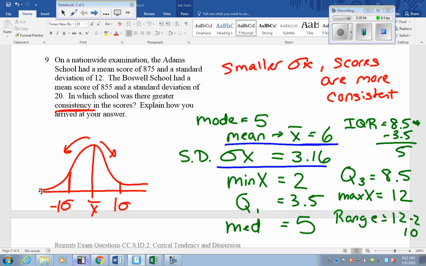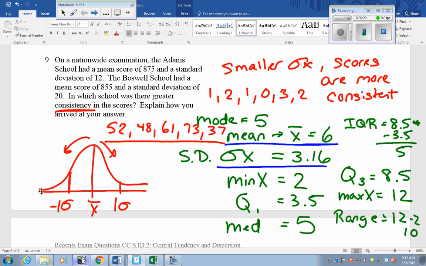If you take, for example, a set of numbers for a soccer team, usually soccer is a low-scoring sport. Let's say the numbers were 1, 2, 1, 0, 3, 2. But then you take the numbers for a basketball team, maybe a high school basketball team: 52, 48, 61, 73, 37. The one that's going to have the higher standard deviation would be the basketball numbers because the numbers are more spread out. Whereas a soccer team that rarely scores many goals is going to have a smaller standard deviation. Those scores are more consistent. They end up being around that mean value.